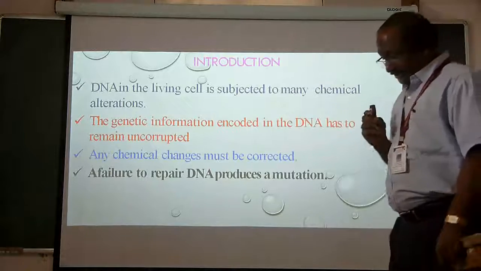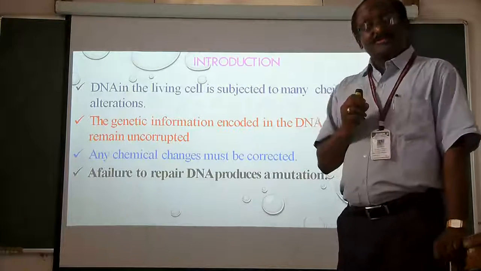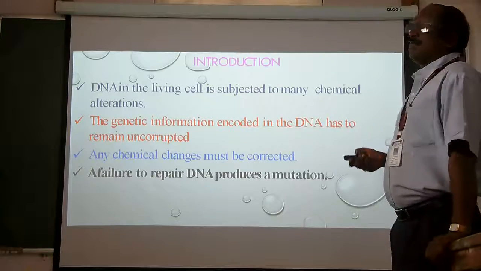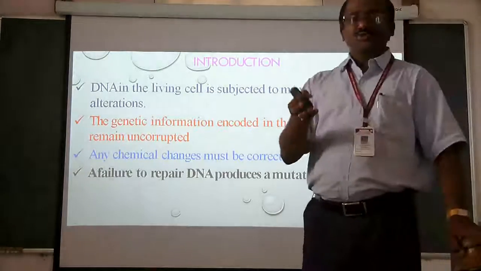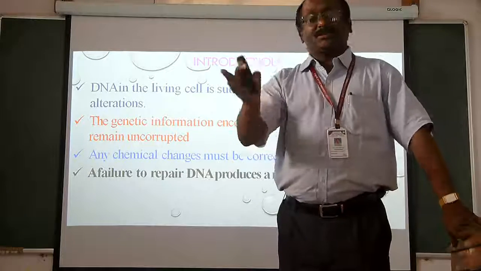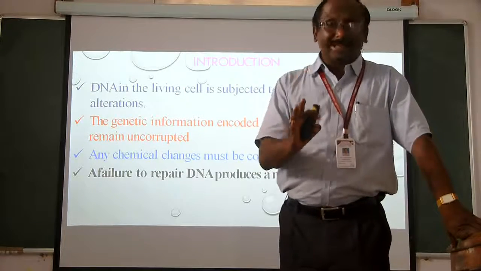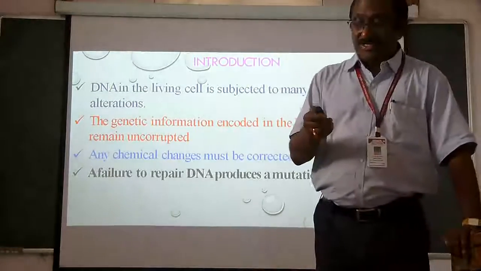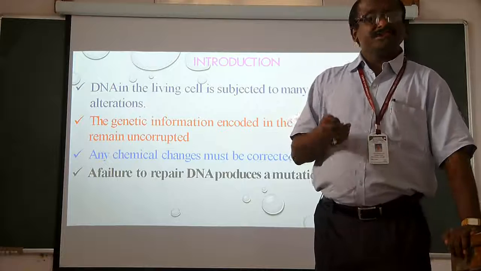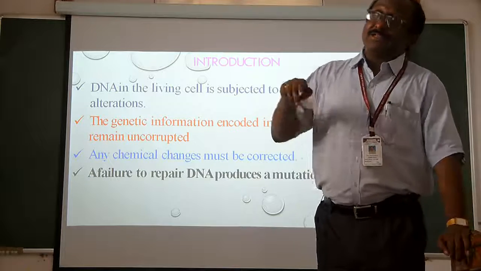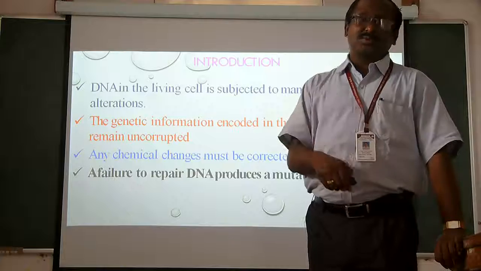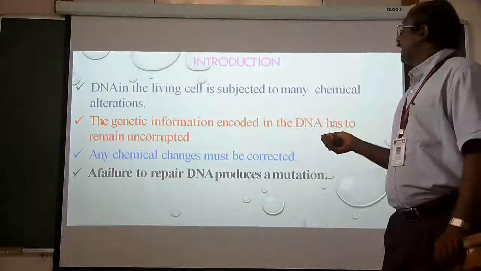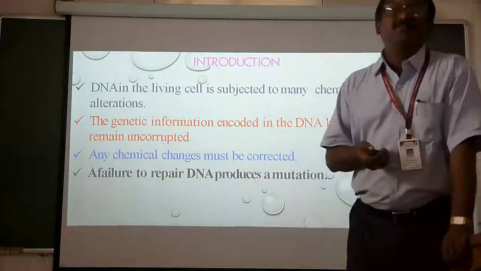Next we will be discussing what DNA damage is. DNA in a living cell is subject to many chemical alterations. As you students know, DNA is a full set of chemicals. When these chemicals function in normal conditions, they serve normally. But if there are certain alterations in the sequences, in the chemicals, in the properties or in the structures of the chemicals, that causes alterations which lead to mutation.